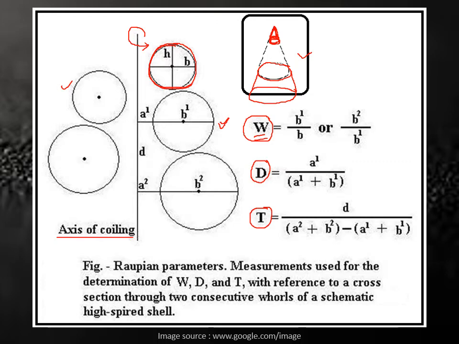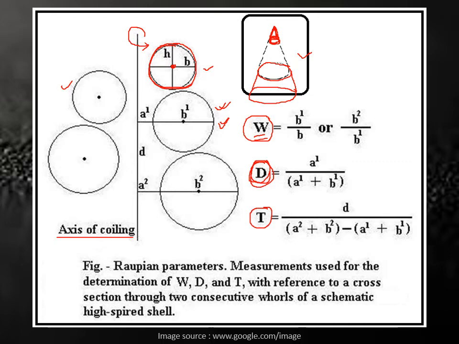Now the proportion of change in size between these two generating curves, this one and this one, this is called whole expansion rate. That means how much the size of the generating curve increases after a complete 360 degree rotation, that is called whole expansion rate. Second is D, second parameter, that is distance from the coiling axis. Say for example here we consider the generating curve as a simple circle. So this circle has a center, this one.